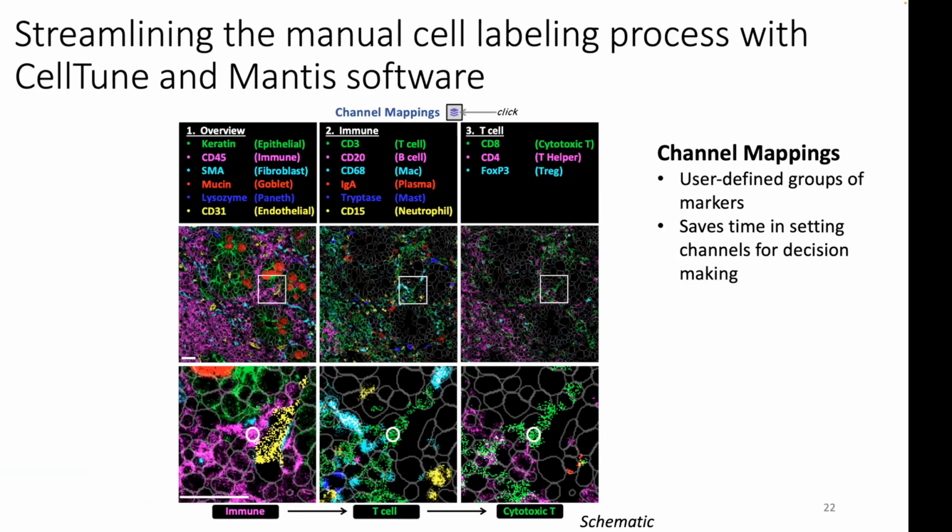That brings us to the next thing, which is we added these groups called channel mappings, where you can just click and define a group of markers that will come up together. This also saves a lot of time. So in this case, if we start with some kind of overview mapping, we can see the general structure, where the immune cells are, where the crypts are, and if we're in an immune region, we can put on the general immune markers and see, oh, this is a T cell, and then decide if it's a CD8 or CD4. So we're able to do this really quickly.